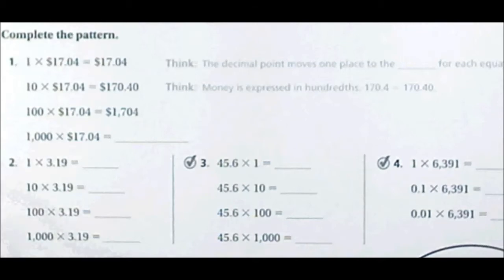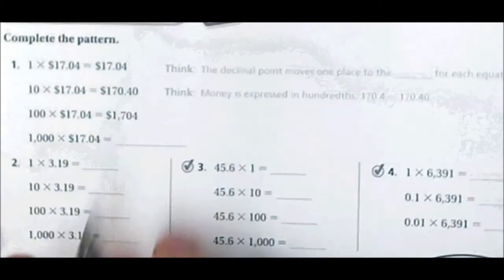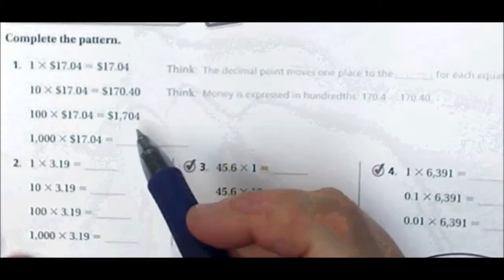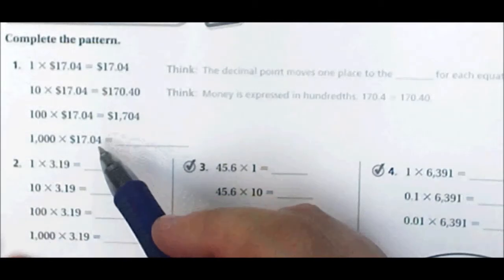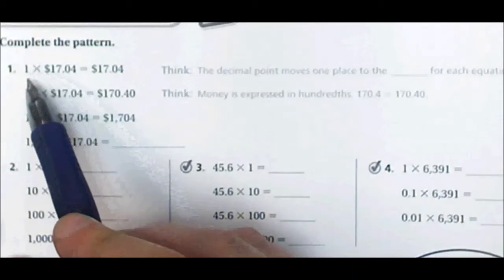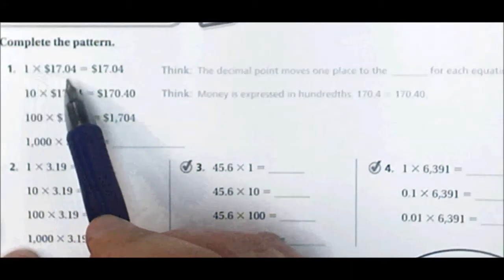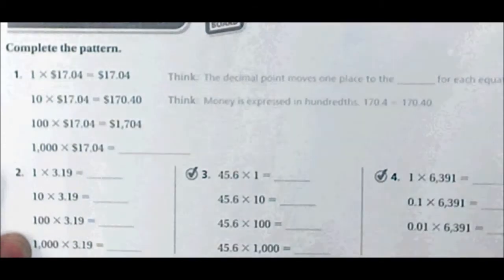I'm going to talk about what happens to decimal numbers when you multiply them by 10, 100, or 1,000, or other multiples of 10. Here's an example up here. Of course, we have $17.04. Of course, 1 times that equals itself.